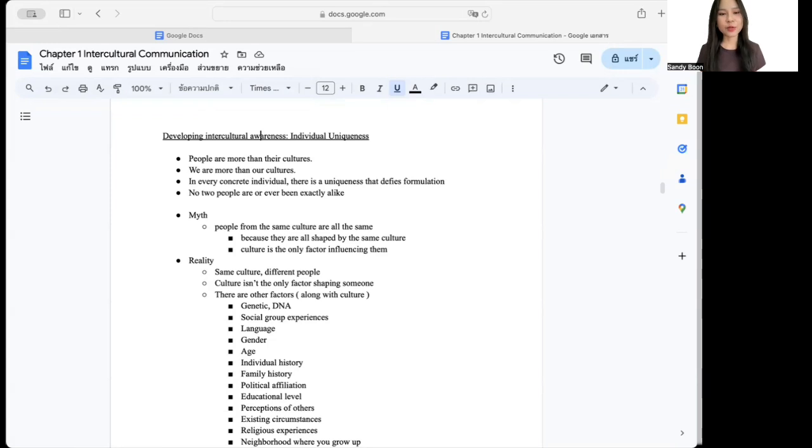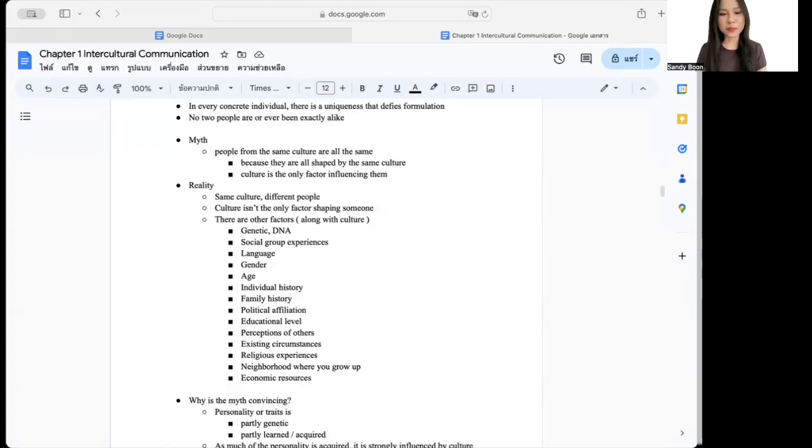The myth is that we tend to think that people from the same culture are all the same. There's a reason that makes this myth very convincing. We all know that culture is a very influential factor to shape someone. So it's kind of easy to just think that if culture is so influential, then people from the same culture will be influenced in the same way.